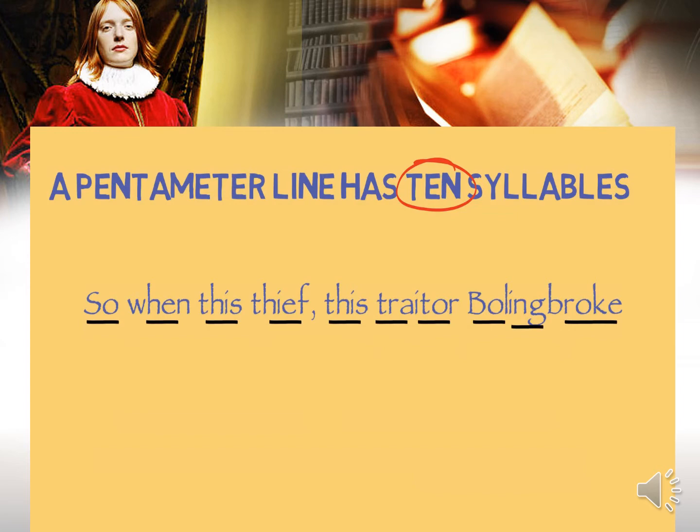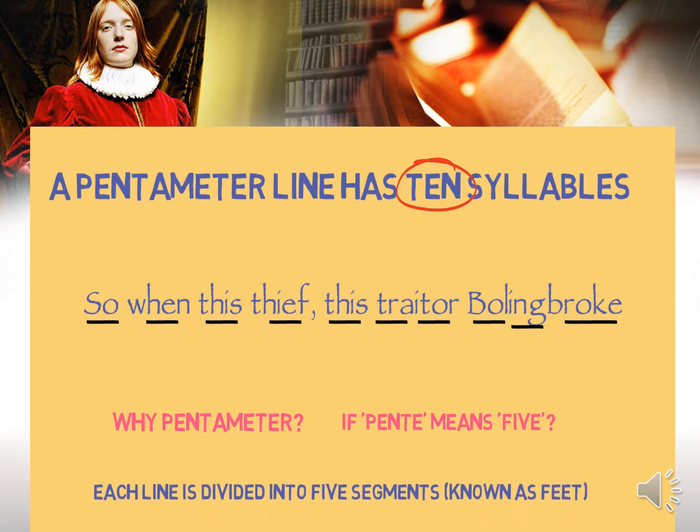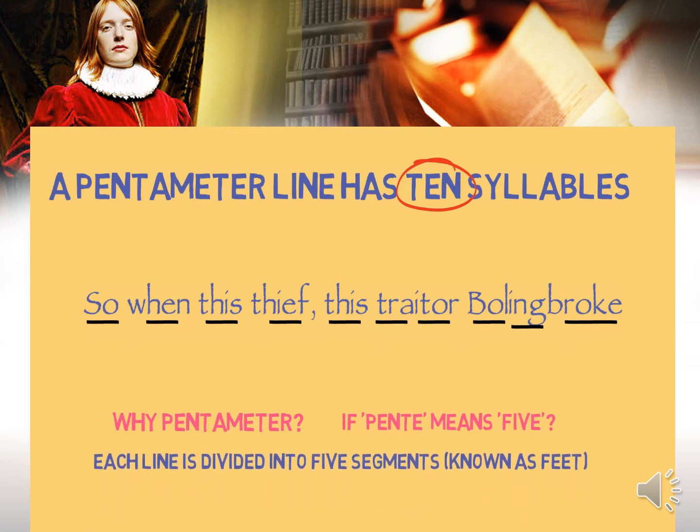But a good question to ask is, well, if there are 10 syllables, why is it called pentameter? After all, in Greek, pente means 5, not 10. Well, pentameter actually means that each line is divided into 5 segments, which happen to be called feet, and each of these feet contains 2 syllables.